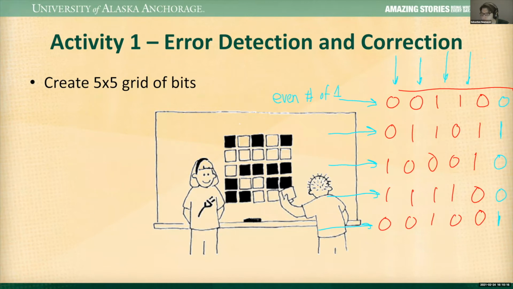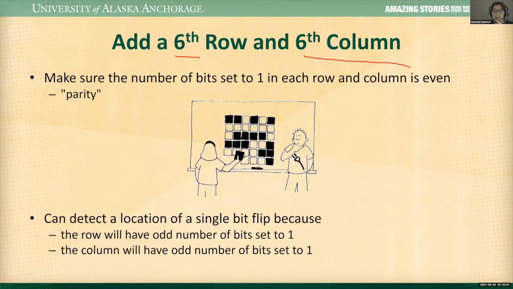For the columns here, we have 2 ones, and so this column needs a 0 to keep the number of ones in this column even. And I'm just going to keep going. We have a 0 here, 0. So it turns out we need all zeros on the bottom because we are already all even.